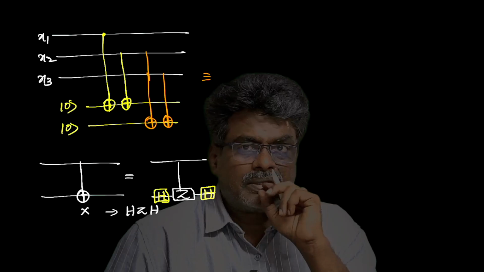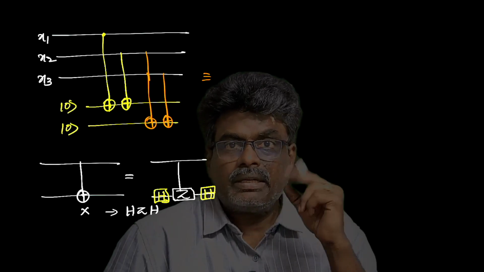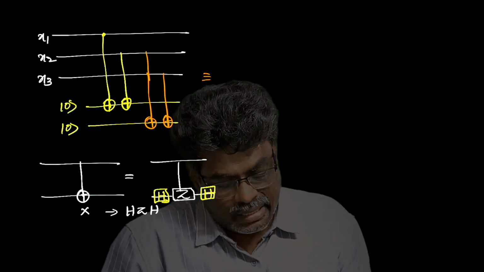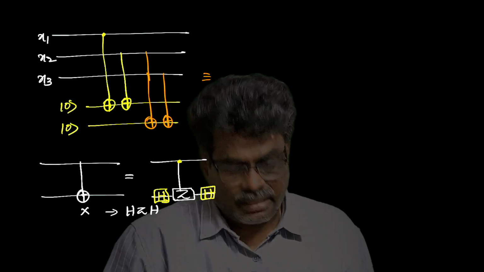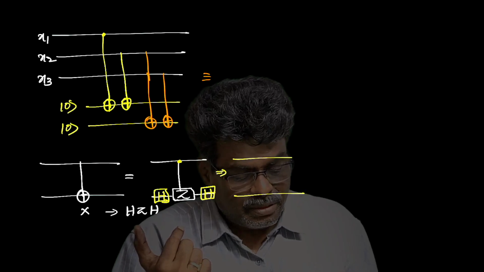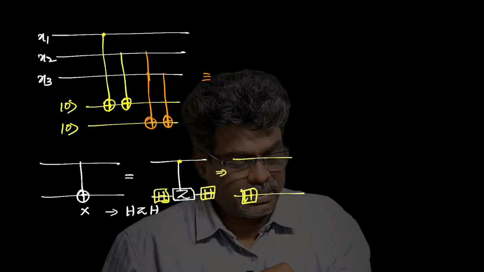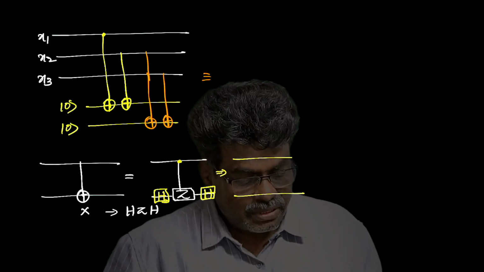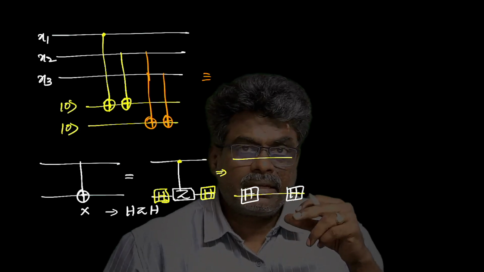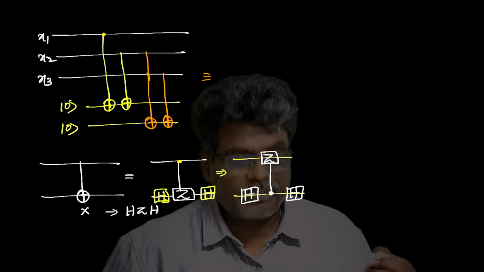So what is the specialty of this control Z gate? The control Z gate is invariant under interchange of control and target bit. That means here it is a control bit and here is the target, so we can interchange both. That means here it's like this. So these Hadamard gates are as they are, but for that control Z gate, the control and target bits are interchanged. So that's why here it is like this.